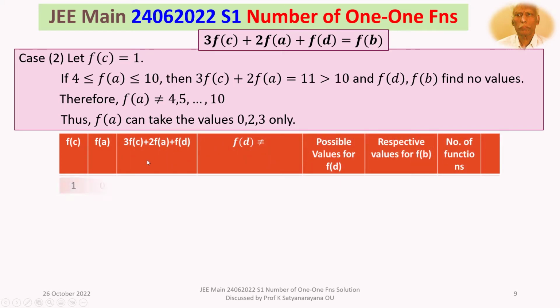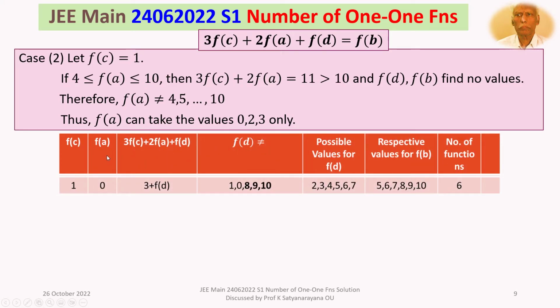So f of c is 1, f of a is 0, then it will be 3 plus f of d, and f of d cannot take 1, 0, and f of d cannot take 8, 9, 10. If 8, 9, 10 are taken, it exceeds 10, therefore f of b finds no value. Therefore, other than these 5, f of d finds 6 values, 2, 3, 4, 5, 6, 7, with the corresponding values of f of b as written here. So you will get 6 one-to-one functions in this case.